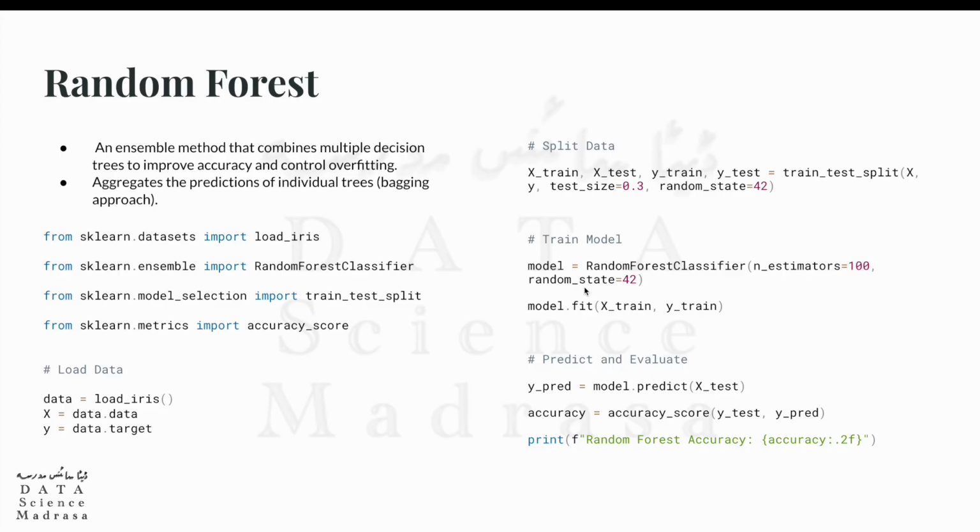The initialization is done with a random state equals 42 as before, and then the model is fitted using model.fit on xtrain with ytrain labels. We do the predictions again the same way. We're calling model.predict on xtest and not xtrain. We compare the ytest actual labels against the predicted labels using accuracy score.